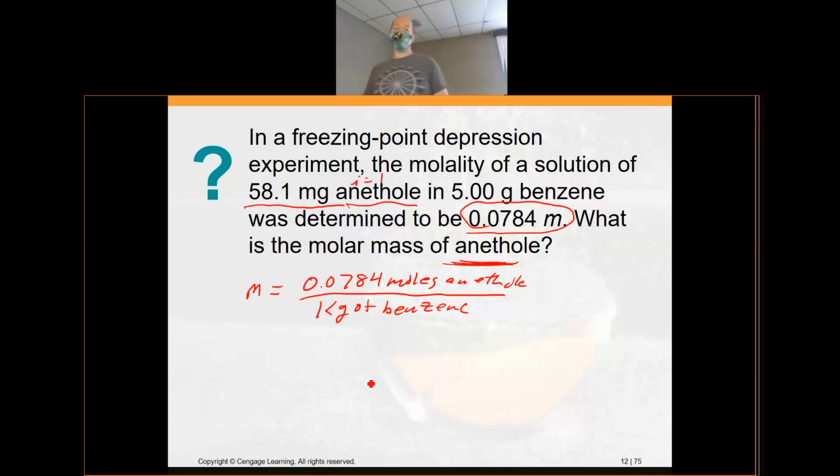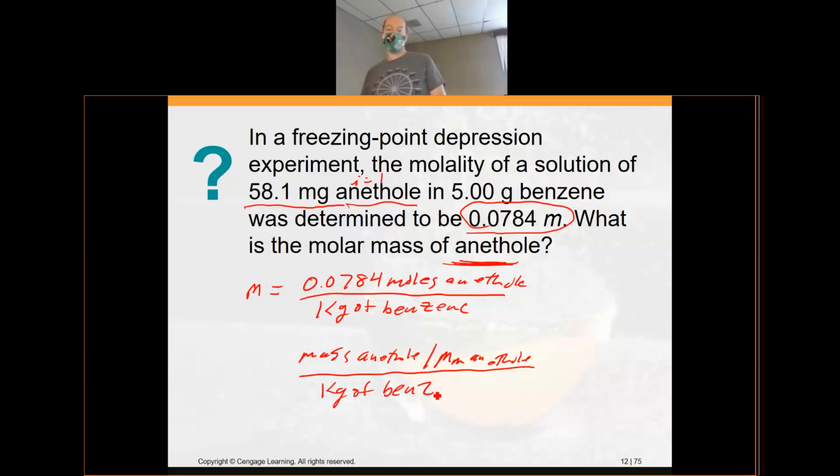And now, how did we get the moles of this? Well, in order to get moles, we took the mass of the anethol and divided by the molar mass of the anethol. And divided that by the kilograms of the benzene. All right, and so that is then how we get our molality. And so what do we know? Well, we know the molality. It was 0.0784. What else do we know?